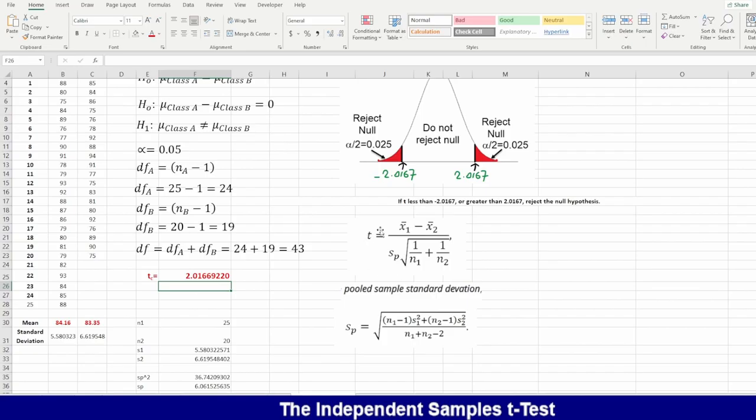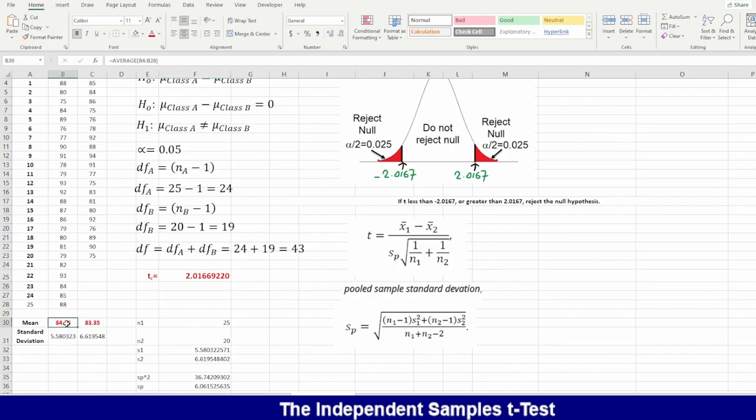Meaning if I calculate my t-test and the value of the t-test is within the red zone, I need to reject the null hypothesis. Else, if it is within this white zone, I will not reject the null. Now, to calculate the t-test, I need the mean of both classes and the standard deviation for both classes.